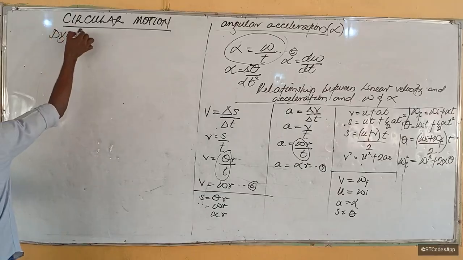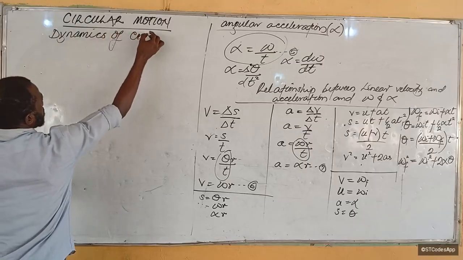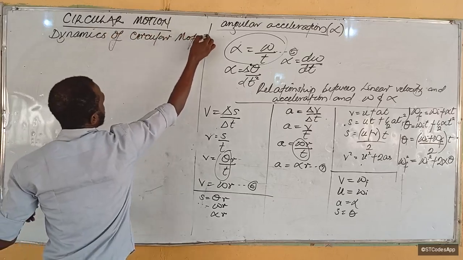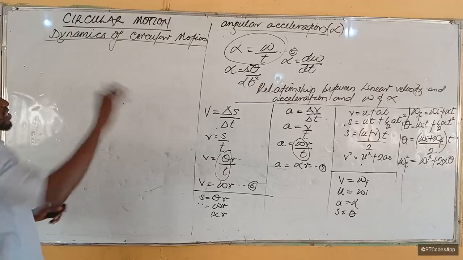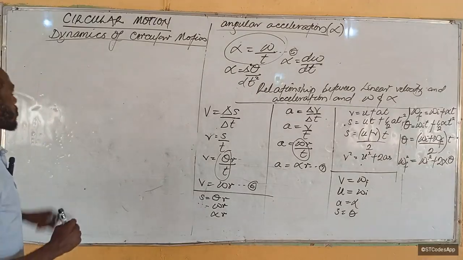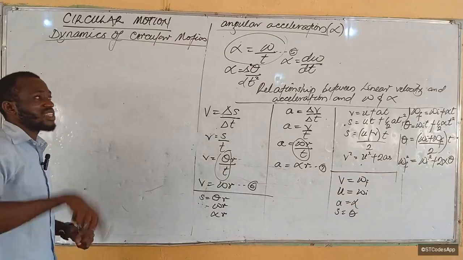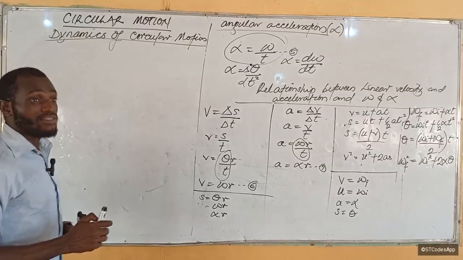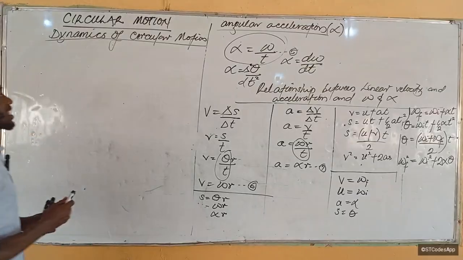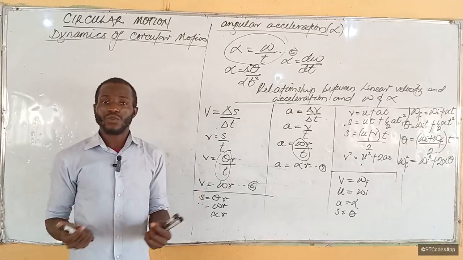Now, let's deal with the dynamics of circular motion. Dynamics is just the aspect that deals with the forces and all. So we'll do both together, the dynamics and the kinematics. But for now, I want to introduce the dynamics. Now, when a body is moving in a circular path, if the body accelerates, we said the body has acceleration, right? If the body has acceleration, what causes the body to accelerate? It is a force, okay?